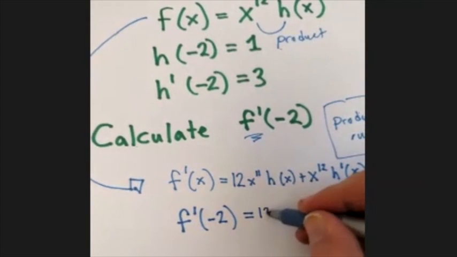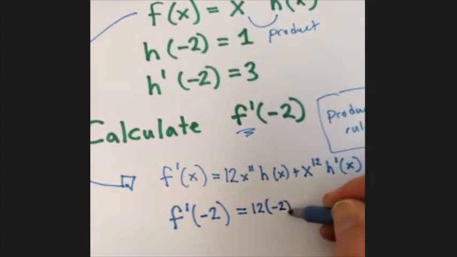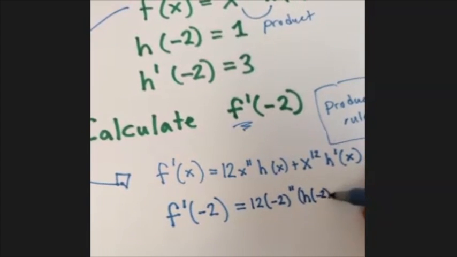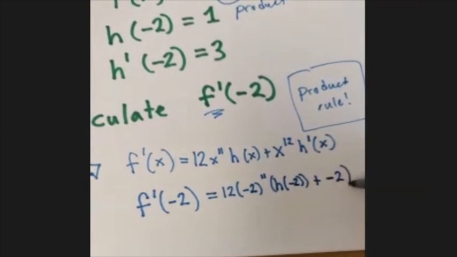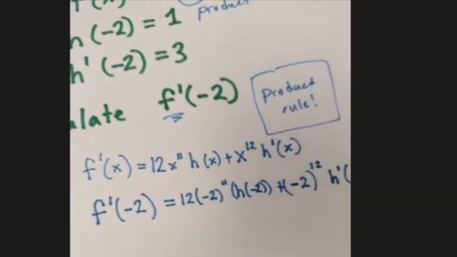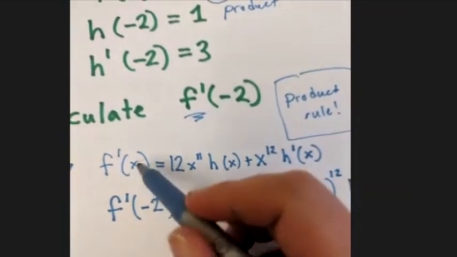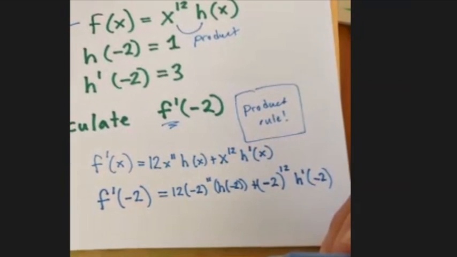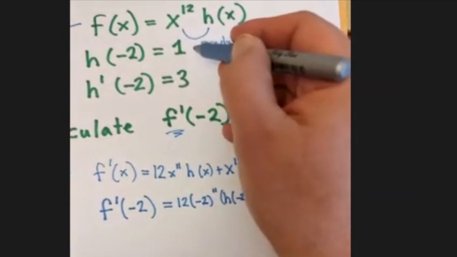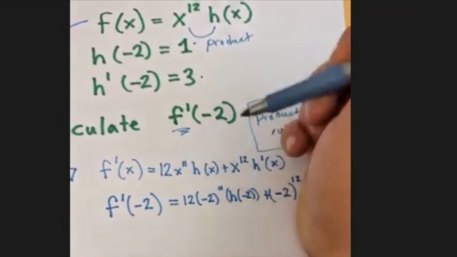It's going to be 12 times negative 2 to the 11th times h of negative 2 plus negative 2 to the 12th times h prime of negative 2. I'm just plugging in negative 2 everywhere I see x. And now this is going to be something I can do because I know the h of negative 2 and the h prime of negative 2 values.